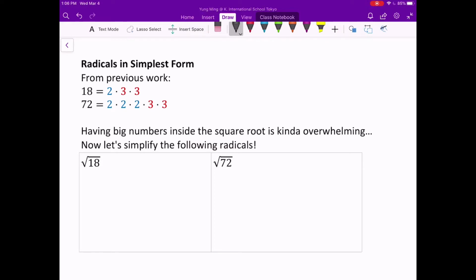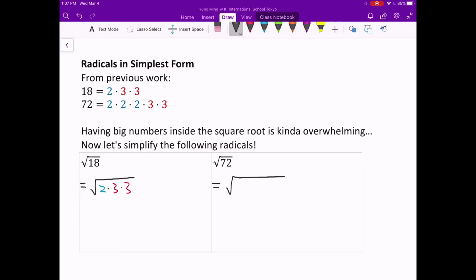if you have a square root of 18 or square root of 72, this is looking a little bit overwhelming compared to root 2 or root 5 or root 7. So our goal today is, can we simplify that a little bit? Okay, so we have root 18. As we said before, we can rewrite our 18, inside the hat, as 2.3.3 over here.